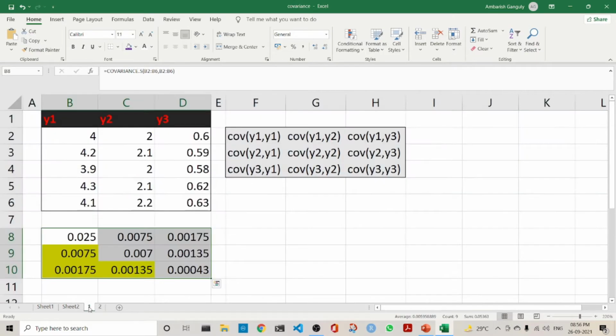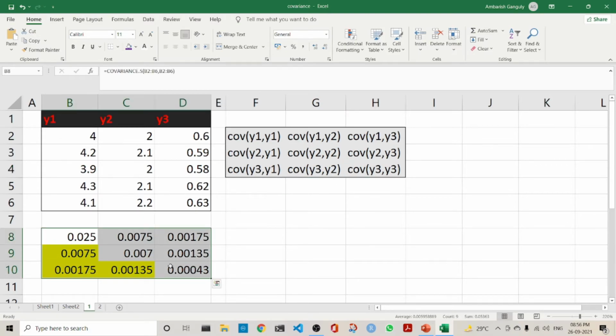Now let's move on to the covariance matrix. So we want to calculate the covariance matrix of this matrix here. So we have the y1 vector, y2 vector and the y3 vector. So what is the covariance matrix of that? It is covariance of y1, y1, covariance of y1, y2, y1, y3, and similarly in the second row it is covariance of y2, y1, covariance of y2, y2, covariance of y2, y3, covariance of y3, y1, covariance of y3, y2, and covariance of y3, y3.